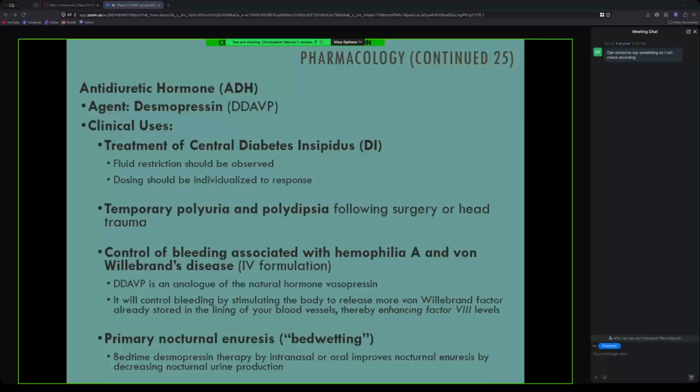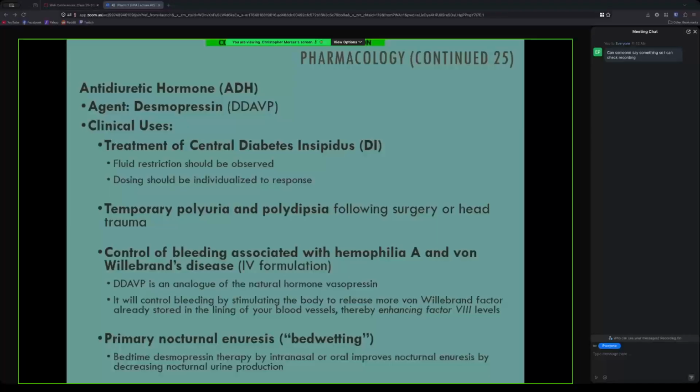So something transient is causing a central diabetes insipidus picture. They're transient, so it can often resolve. So we can use desmopressin temporarily for treatment of the polyuria and polydipsia caused by one of those reasons, pituitary surgery or a head trauma.